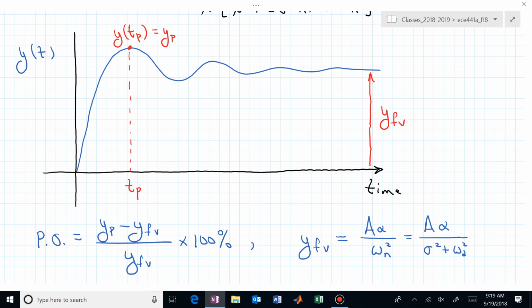If you've now identified that peak value and the final value, you can tell me what the percent overshoot is for that particular second order system. That's just its peak value minus its final value, the fractional difference between the peak and the final value divided by the final value times 100%. So if you have a 50% overshoot, and let's say y final value was 1, then y peak would have been 1.5. If you have a 100% overshoot, then y peak would be 2.